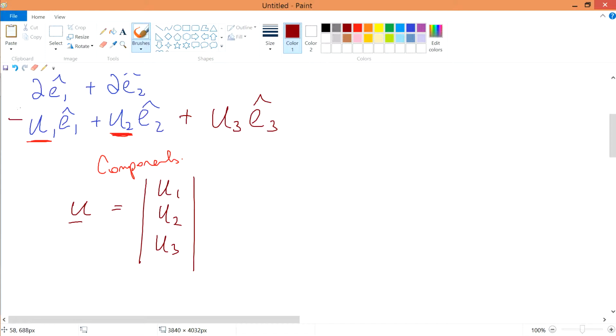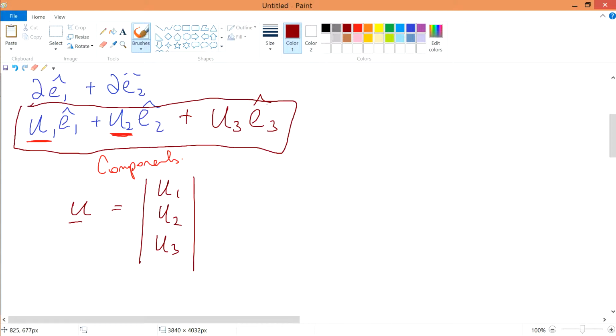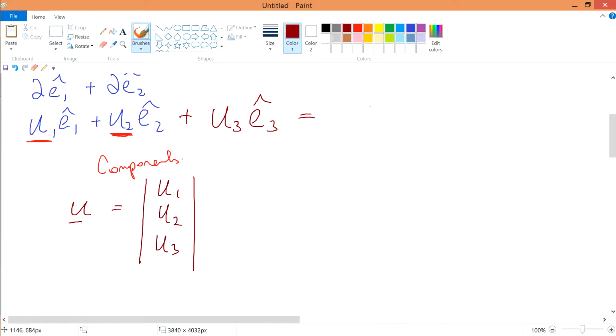In order to represent this u1 e1, u2 e2, u3 e3 in a shorter way, I can use the summation rule. From i equals 1 to 3, we have u_i e_i hat. So as you can see, this is u1 e1, u2 e2, and u3 e3. It's just simply substituting i as 1, 2, and 3, and we can get this. So this is just the summation rule.